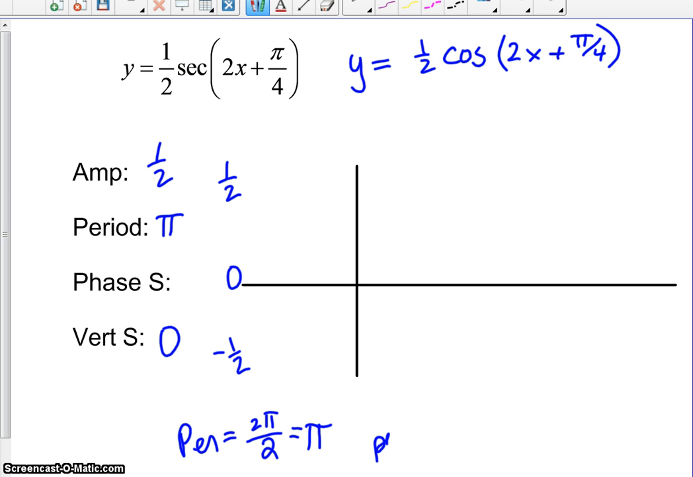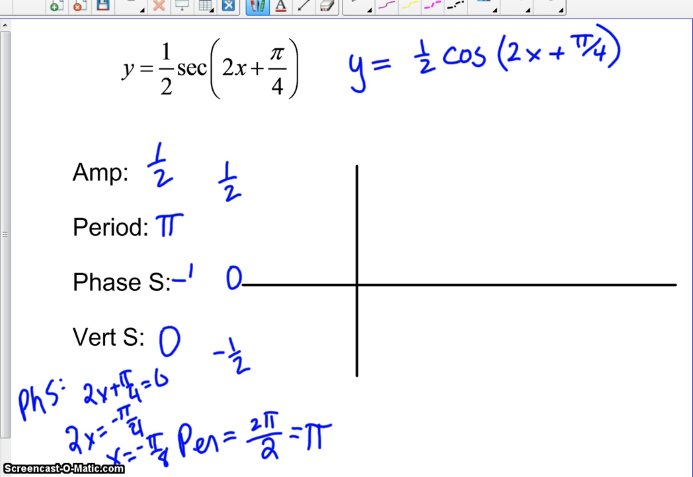My phase shift, I'm going to get in the way here. I've got to find spots to do this. Sorry, guys. I'm going to move over here. My phase shift is going to take what's in parentheses, 2x plus pi over 4, and set it equal to 0. Therefore, 2x would equal negative pi over 4. Dividing everything by 2, x would equal negative pi over 8.